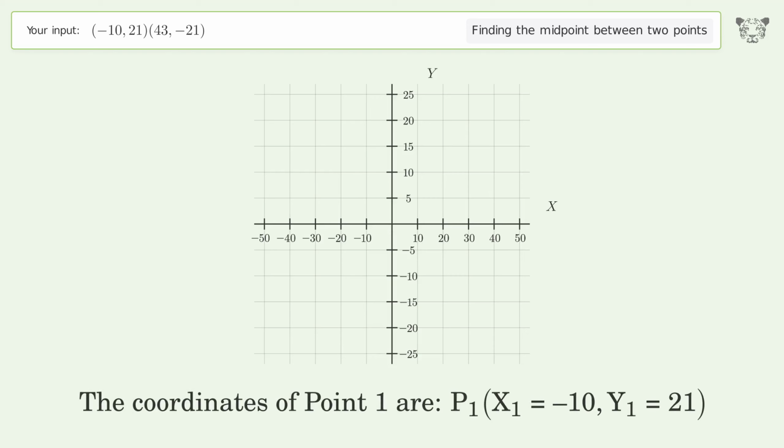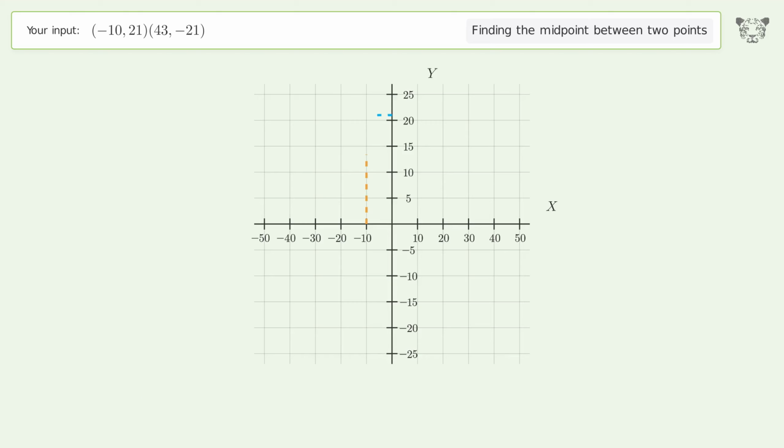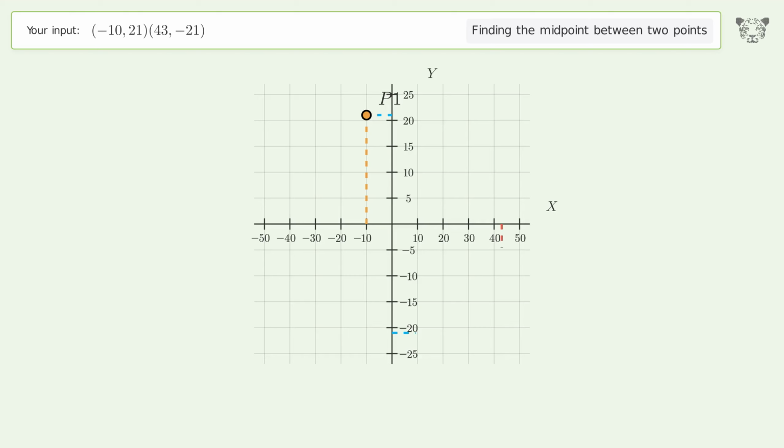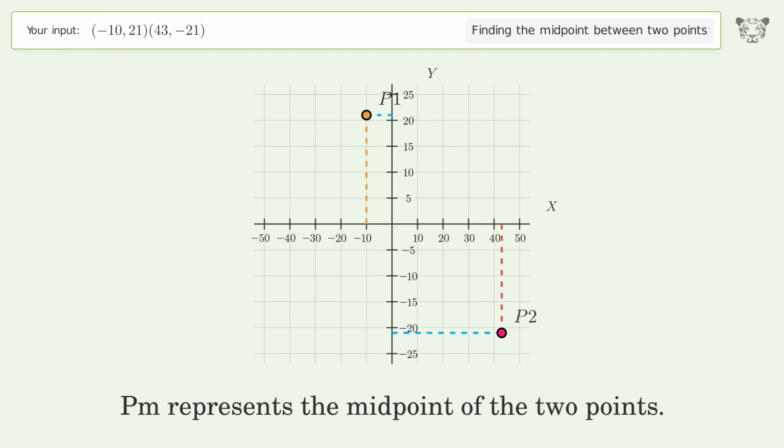The coordinates of point 1 are, x1 equals -10, y1 equals 21. The coordinates of point 2 are, x2 equals 43, y2 equals -21. PM represents the midpoint of the 2 points.